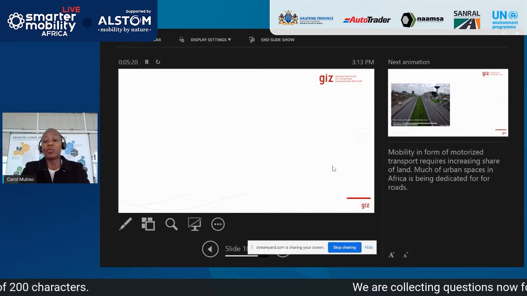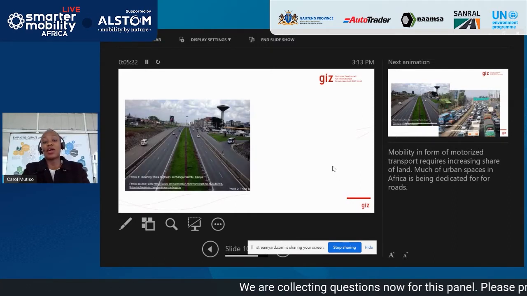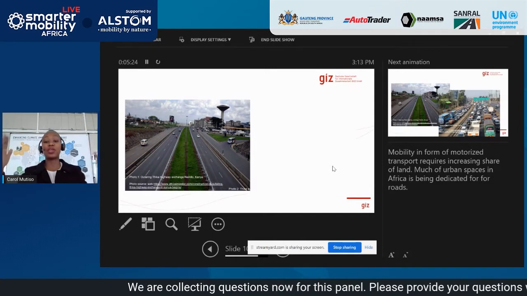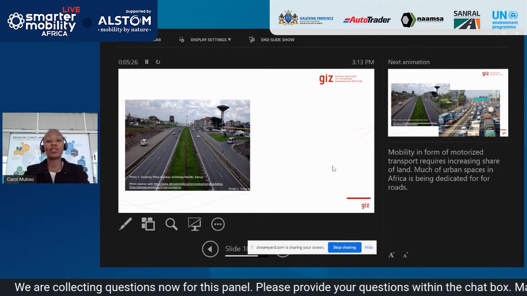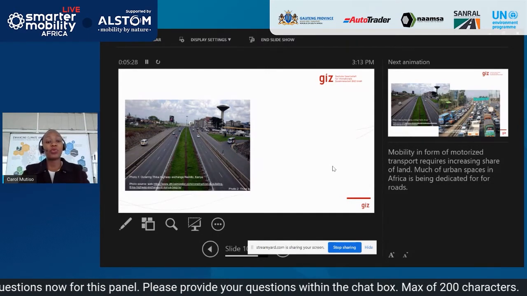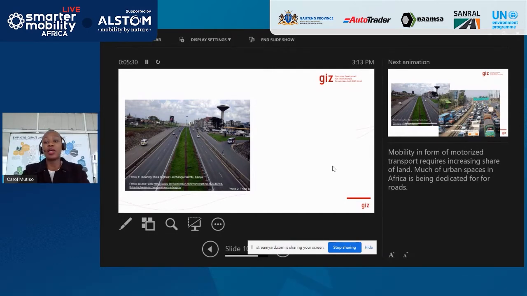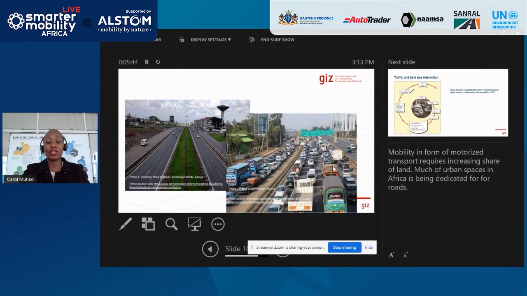So, in most cases, what we think as African nations is to think of, let's put up very nice infrastructure, let's build more roads, let's put up more highways, because of course mobility in form of motorized transport requires increasing share of land, and much of urban spaces in Africa is being dedicated for roads. This is the reality that happens. We'll build more road spaces, and you are building roads for more cars.